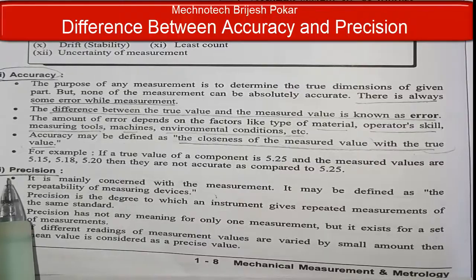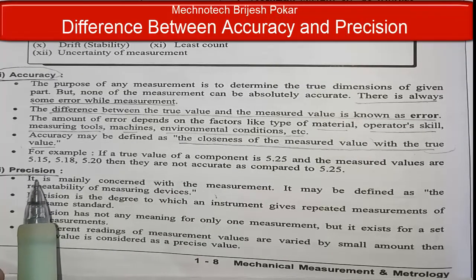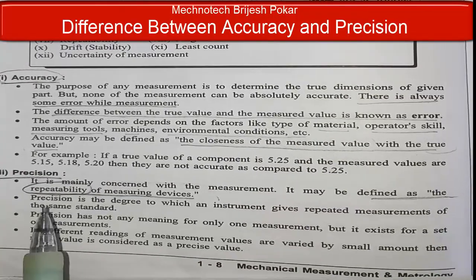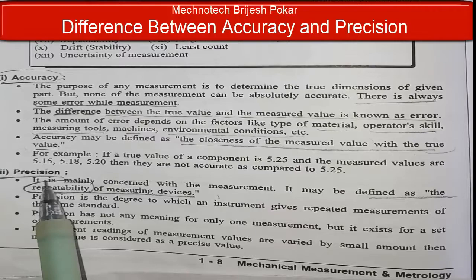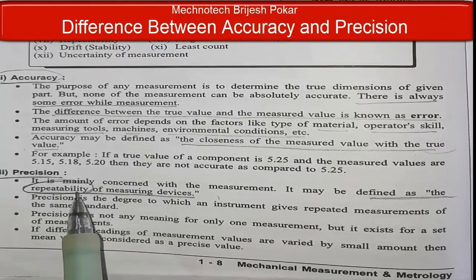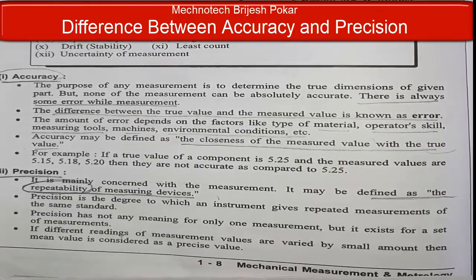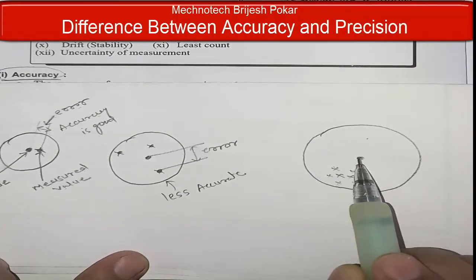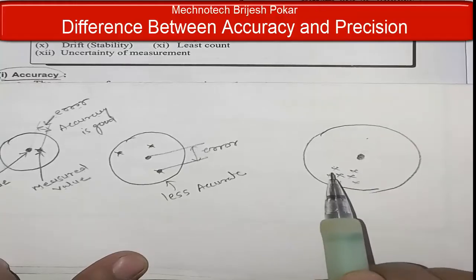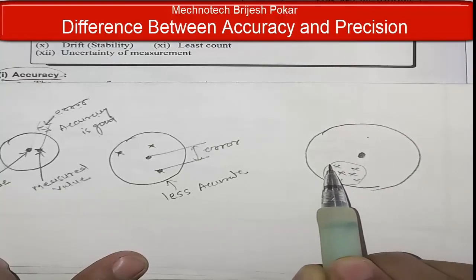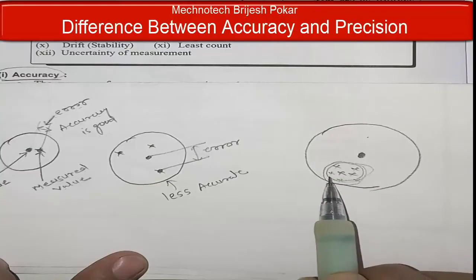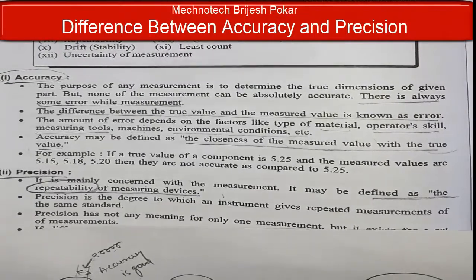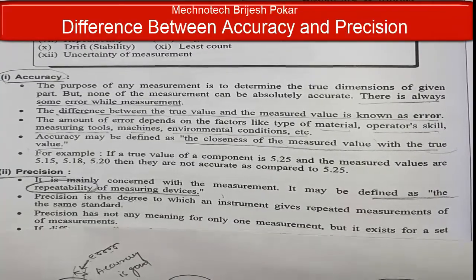Now precision. What is precision? It is defined as repeatability. In precision, this word is very important: repeatability of a measuring device. Let me give you one more example with the same picture. Suppose this is our targeted value, the true value, and suppose the measured values fall continuously in between this. This area is called the precision.